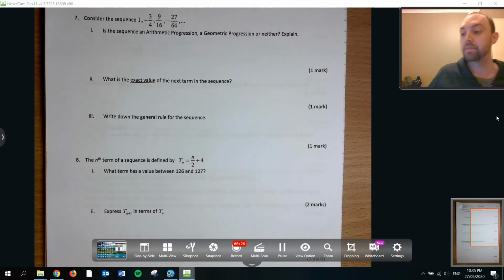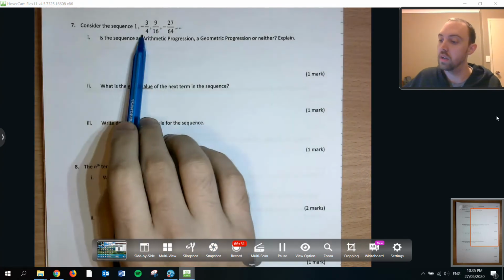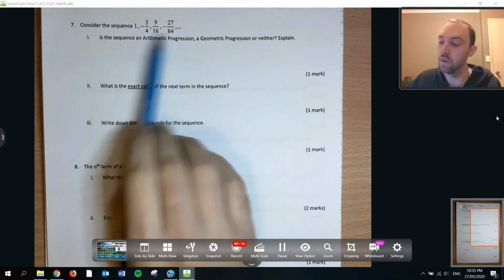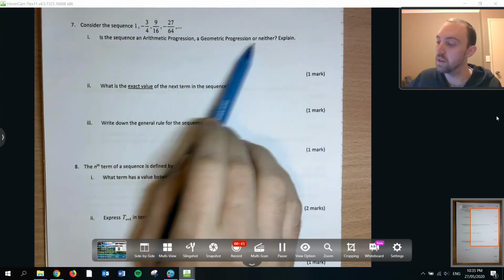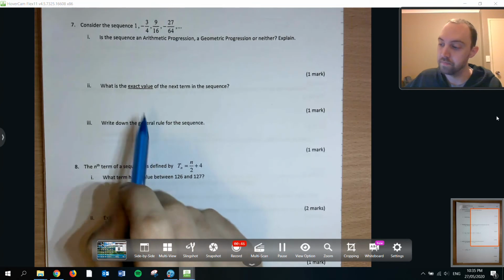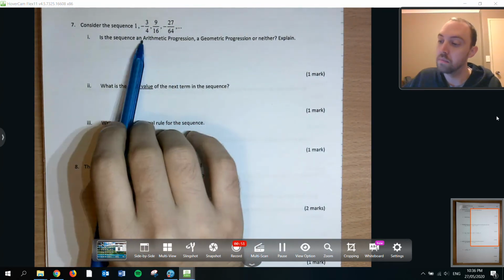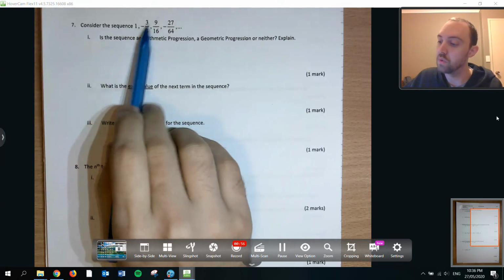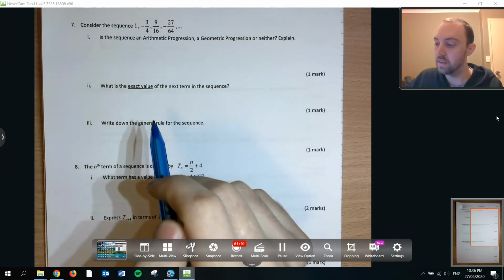Let's get started. Question 7, we've got consider the sequence 1, negative 3/4, 9/16, negative 27 on 64, and we have to decide whether the sequence is an arithmetic progression, a geometric progression, or neither, and explain why we're thinking this. So, I am first thinking, well, an arithmetic progression has a common difference, and because this is bouncing between positive and negative, that's pretty unlikely.